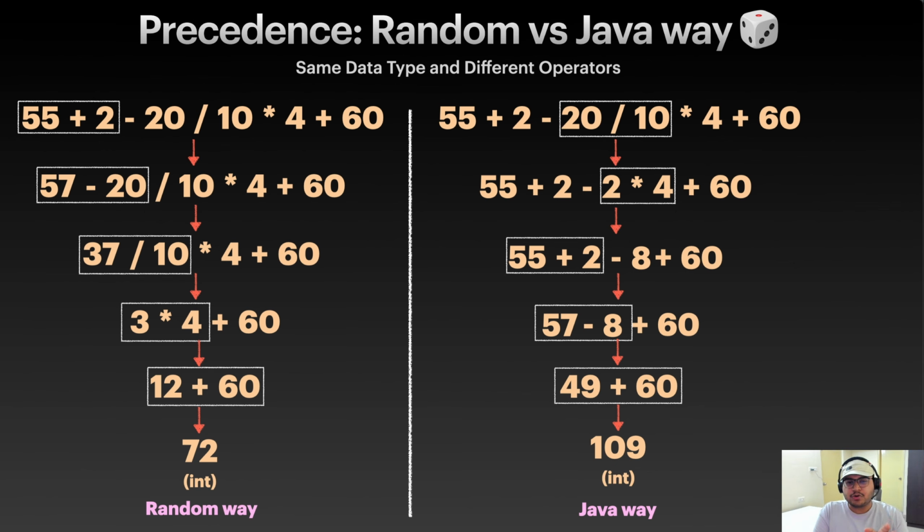Notice the difference between the two results. The order in which operations are performed changes the results. Therefore, a standardized set of rules is needed to resolve such ambiguities, which is precisely what operator precedence in Java does.